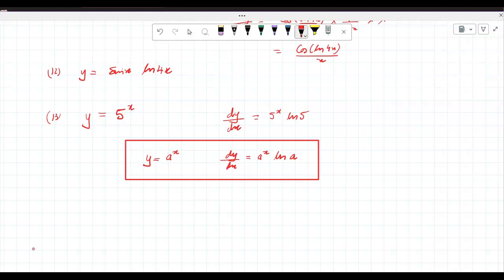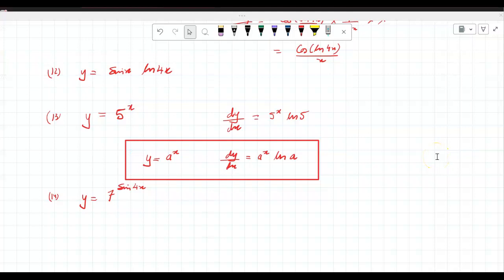Suppose this was y is equal to 7 raised to sine 4x. Find your derivative. You have to go till the end. That's very important, so don't quit halfway. That's a raised to x ln 7 into the derivative of sine 4x, which is cos 4x into the derivative of 4x, which is 4. So that's your answer. You can simply write this 4 in front.